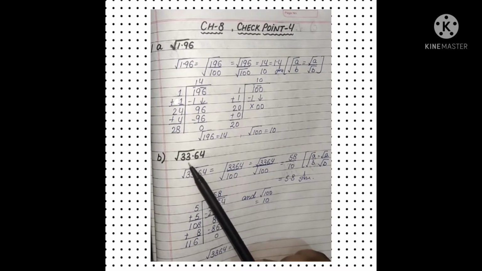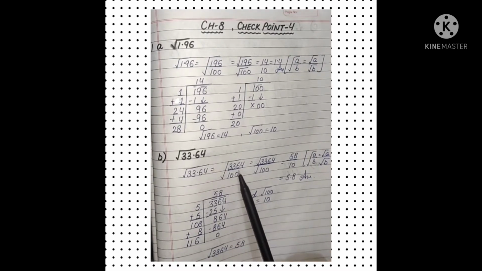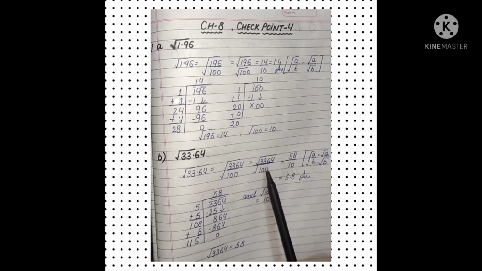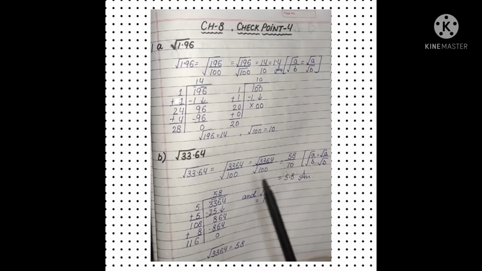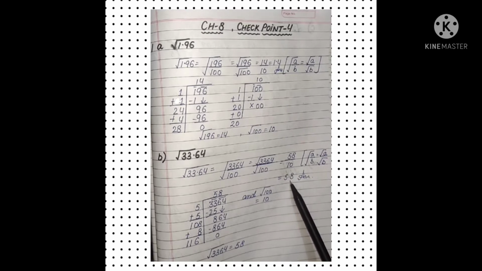Similarly, in B part, under root 33.64, when you remove the decimal, two zeros will be added in the denominator and this square root will be distributed in the numerator and also in the denominator. This will become under root 3364 upon under root 100. Its value will be 58. You can perform long division method to find its value. Under root 100 is 10. So 58 upon 10 will be 5.8.